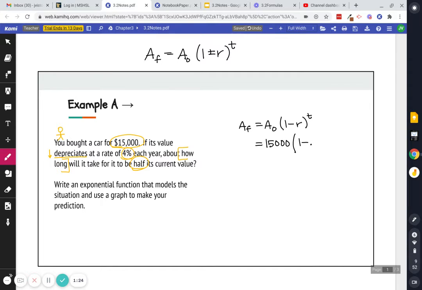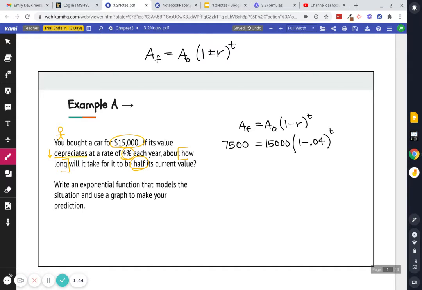It's depreciating at a rate of 4% as a decimal. And then I am wanting to know how long, for T, that it will be half. Well, half of 15,000 is 7,500. So here we go. I want to solve for T.